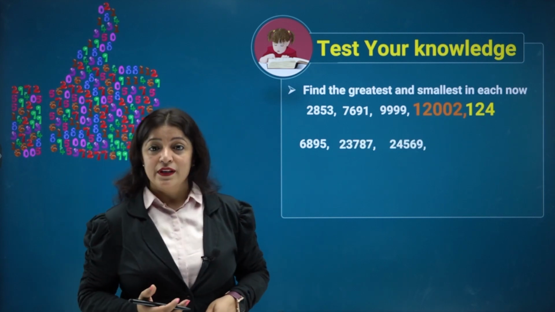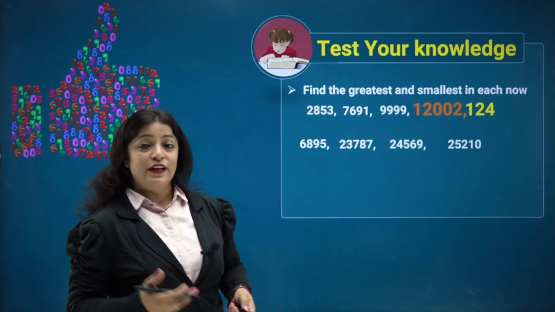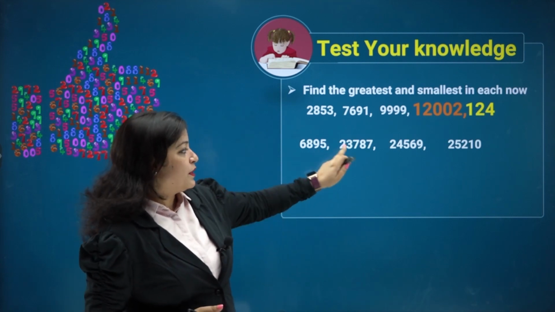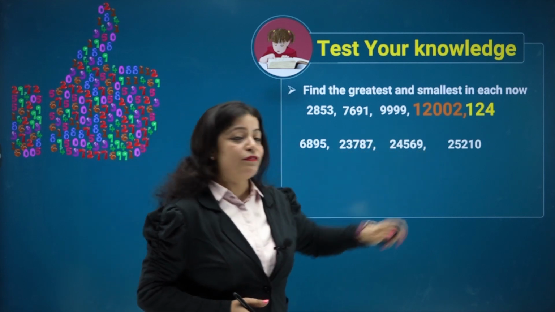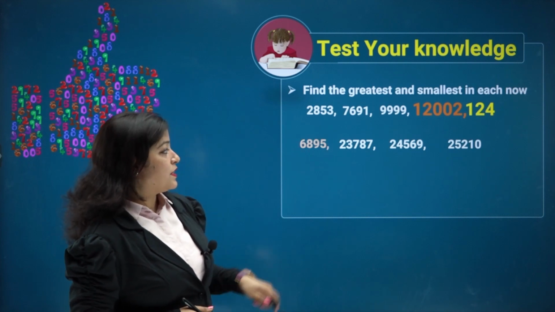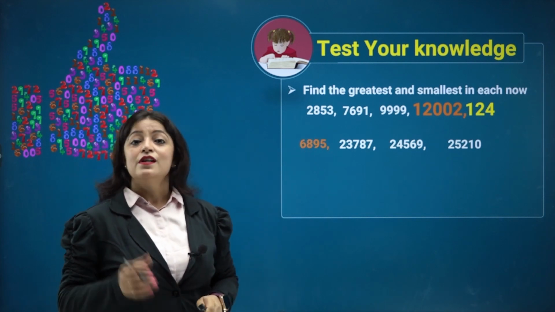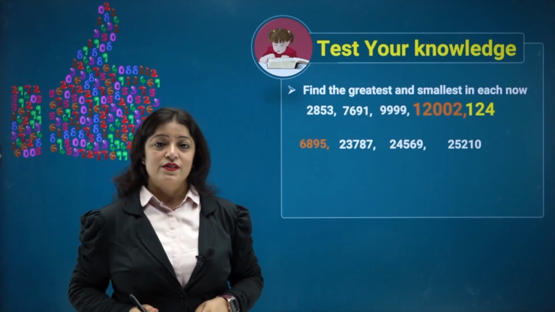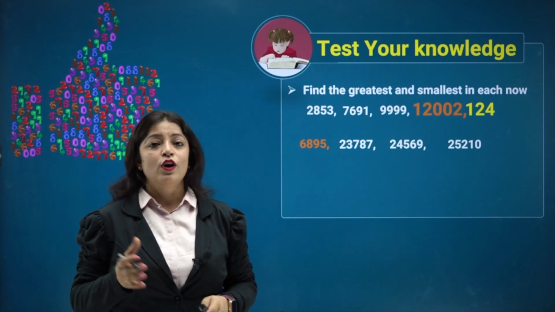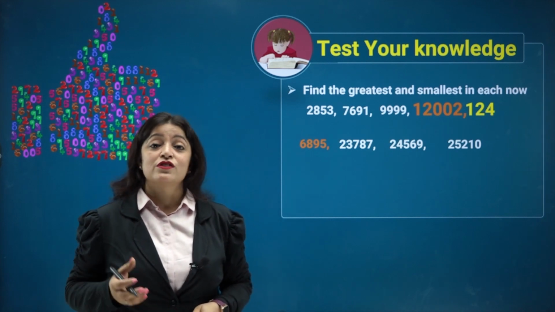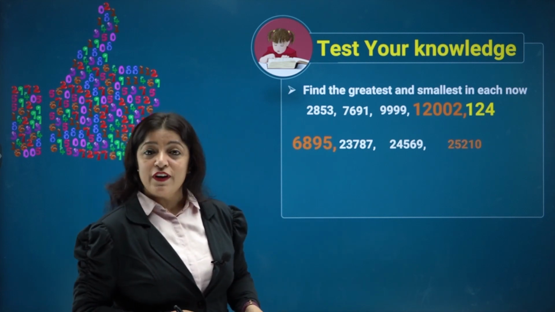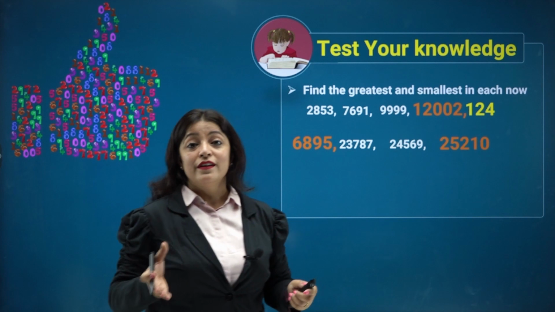Let's do one more example here. In this example you can find out which is the smallest number and which is the greatest one. This is a 4-digit number, a 5-digit number, a 5-digit number, and again a 5-digit number. Now how can we compare? We can easily find from this that the number 6895 is the smallest because it has 4 digits. But from the remaining numbers, all containing 5 digits, how can we find which is the greatest of all? By looking at the numbers, we can see that the number 25,210 is the greatest one.